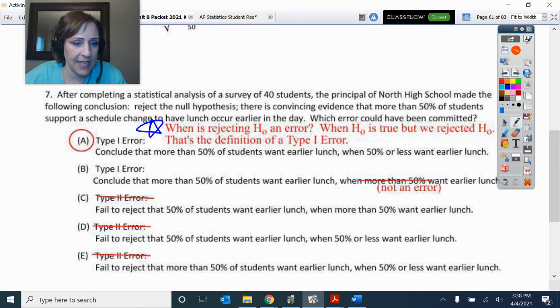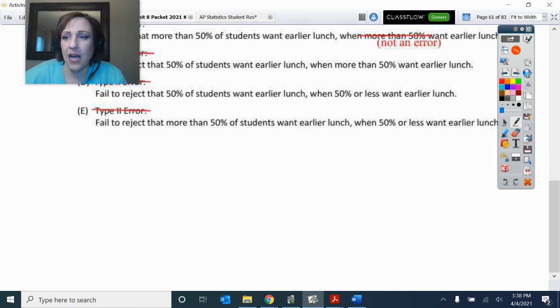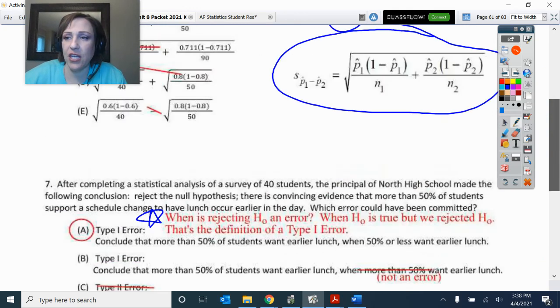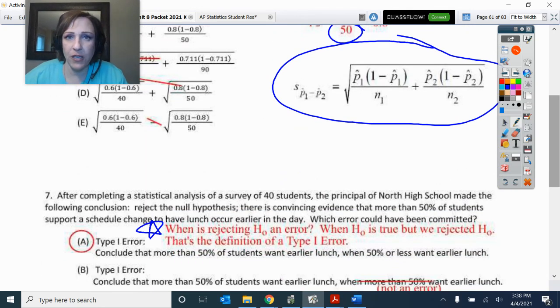So A is the case, because B says they conclude more than 50% want the earlier lunch when more than 50% do, and that's not an error. All right, so we're just going to go ahead and stop right there, through doing numbers 2 through 7, and then we'll move on to the next.